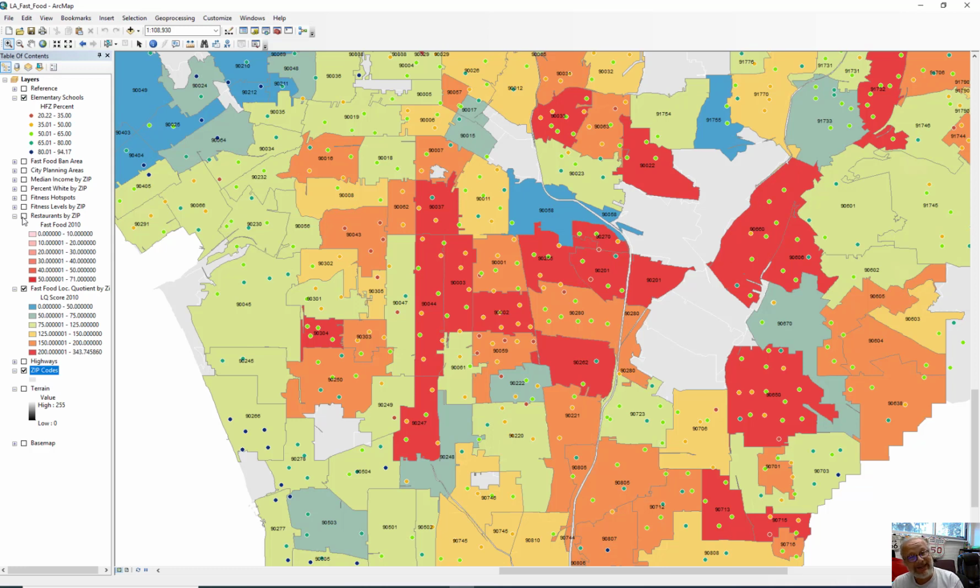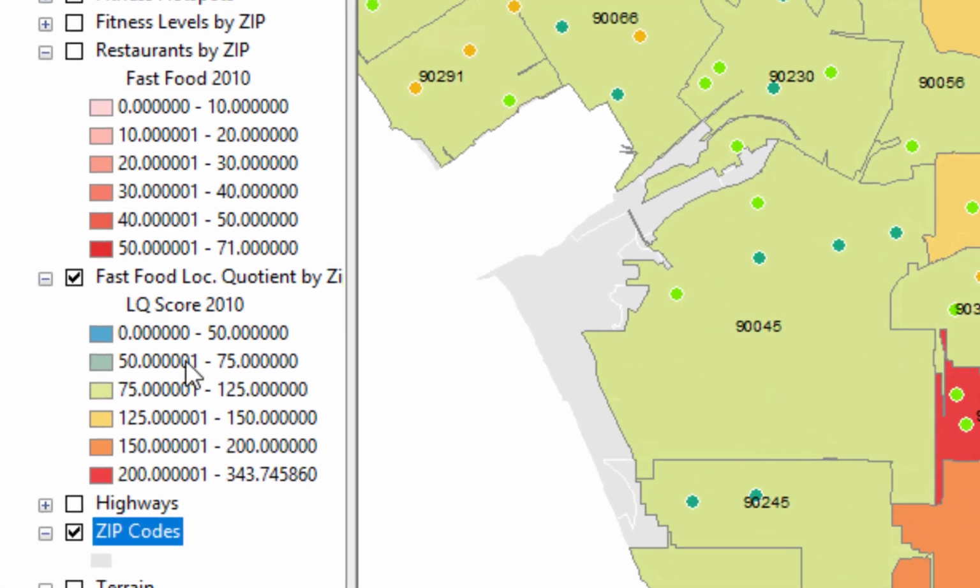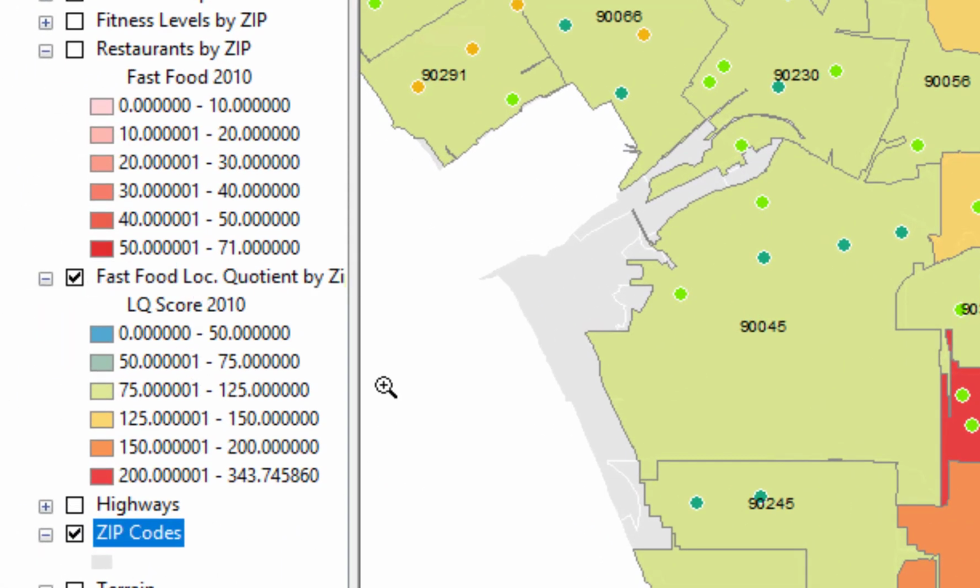Countywide, only 10% might be fast food. And so that is 5 times more than you would expect. And so the location quotient would be 500 to indicate a 5 times greater percentage than you would expect. We see that the location quotient scores go from 0 all the way to 343. So these areas up to 343 have far more fast food than you would expect.